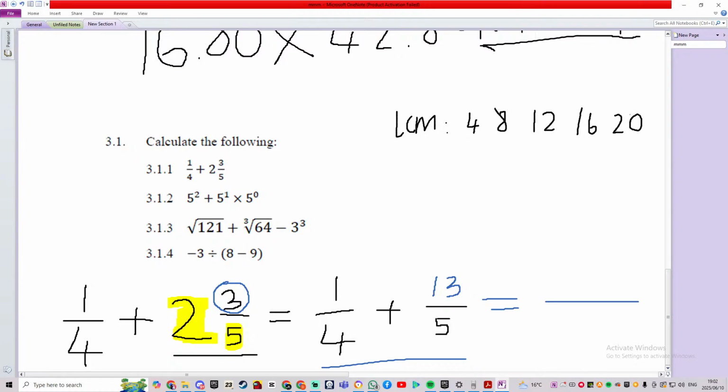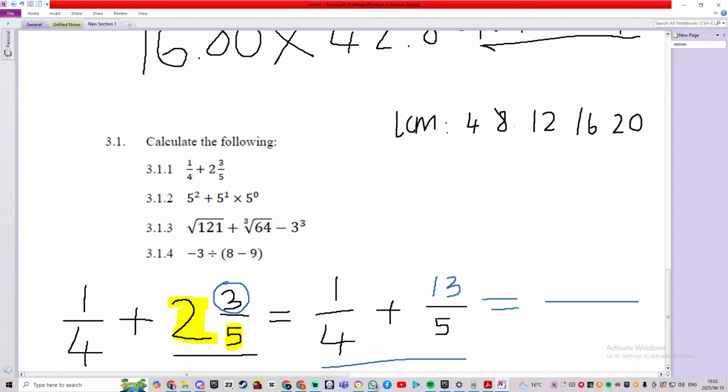No. Please go and watch my video. We can't do that. I see where you're getting that rule from. If this was multiplication, we can multiply the 1 and the 13, and we can multiply the 4 and the 5. But when it comes to addition, first we need to find a lowest common multiple between the denominators.